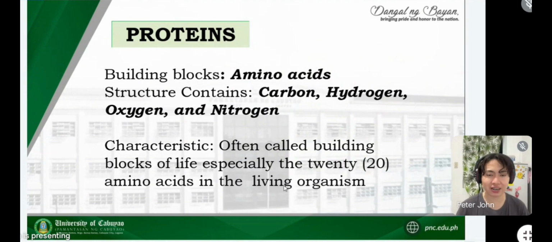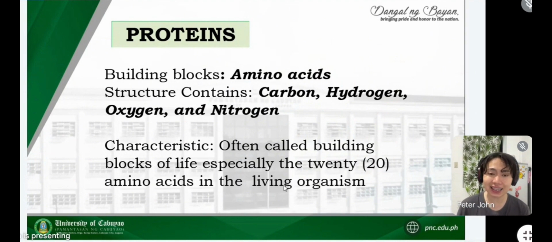So, the characteristic often called the building blocks of life, especially of 20 amino acid in the living organism. So, ang tatandaan natin, si protein po, yung pinaka-major na function niya, kaya nga siya tinatawag na building blocks of life, kasi nga, protein is the major source or major molecules na bumubuo in every cell in our body. Ibig sabihin, lahat ng cell sa katawan natin is may protein. Siya yung nagbibigay ng shape, siya yung nagbibigay ng cell signaling, and everything. So, ganun siya ka multitasking.